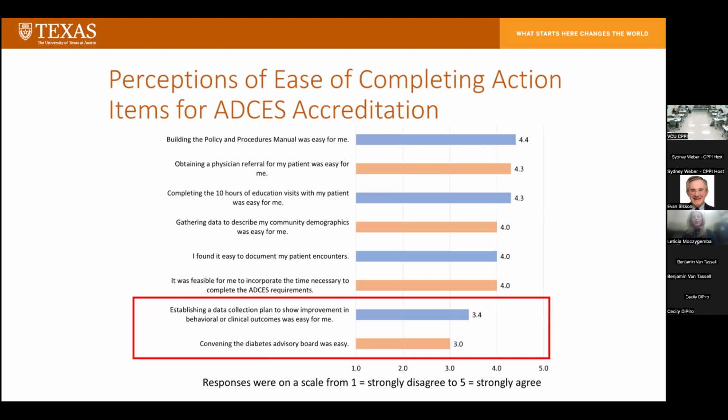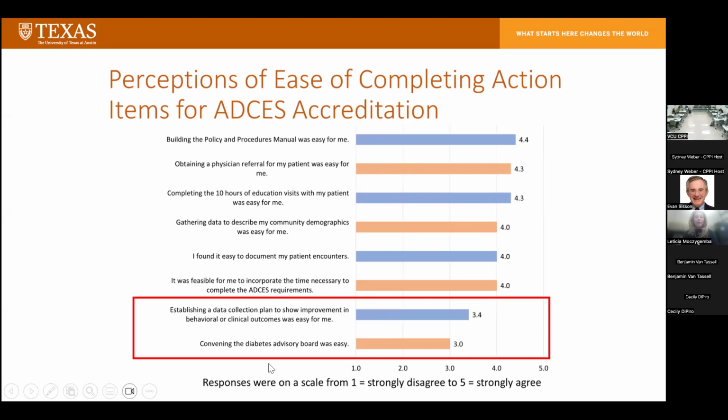And then just to give you an idea about how pharmacists viewed this program, we conducted an endpoint survey. Overall, we were pleased that the resources and tools we provided seemed to really help pharmacists complete their action items for ADCES accreditation. For most of these things, the resources that we provided were really helpful.